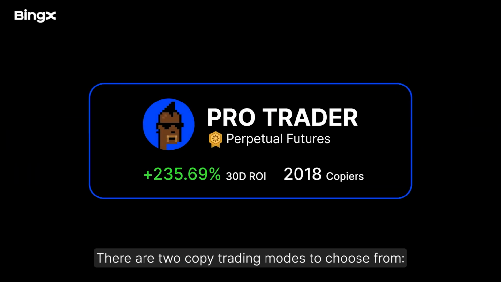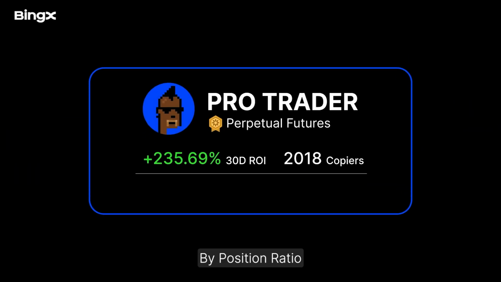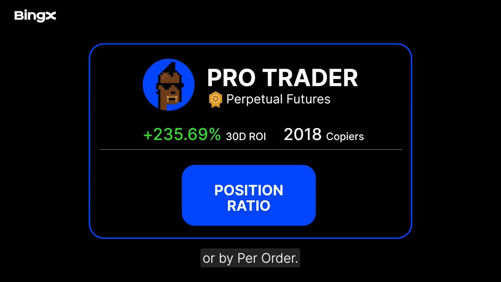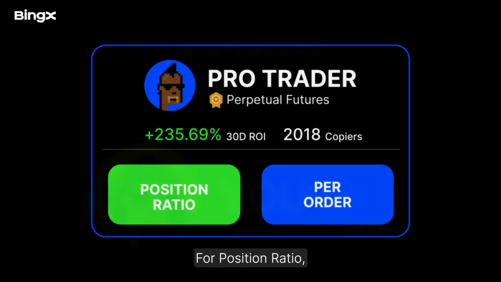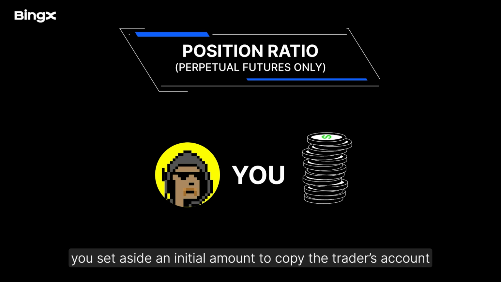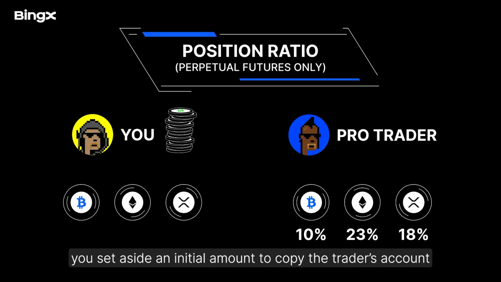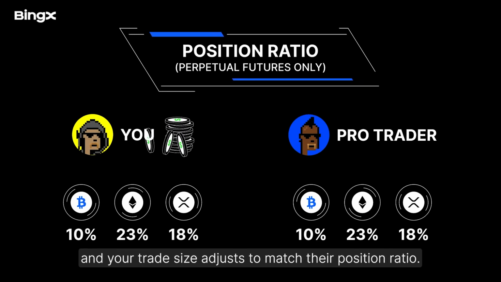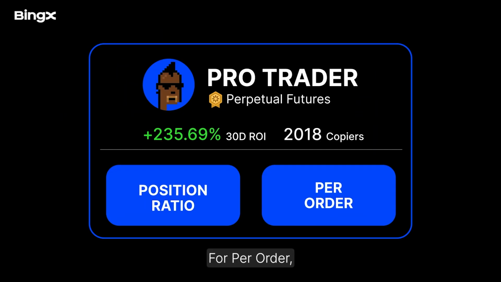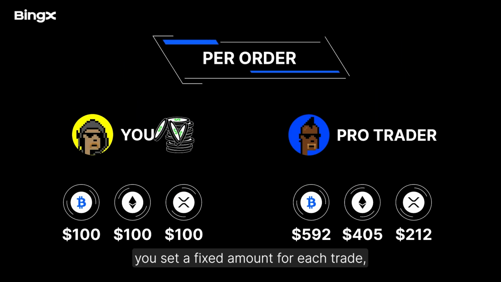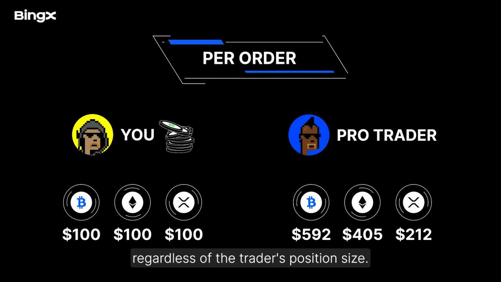There are 2 copy trading modes to choose from, by position ratio or by per order. For position ratio, you set aside an initial amount to copy the trader's account, and your trade size adjusts to match their position ratio. For per order, you set a fixed amount for each trade, regardless of the trader's position size.